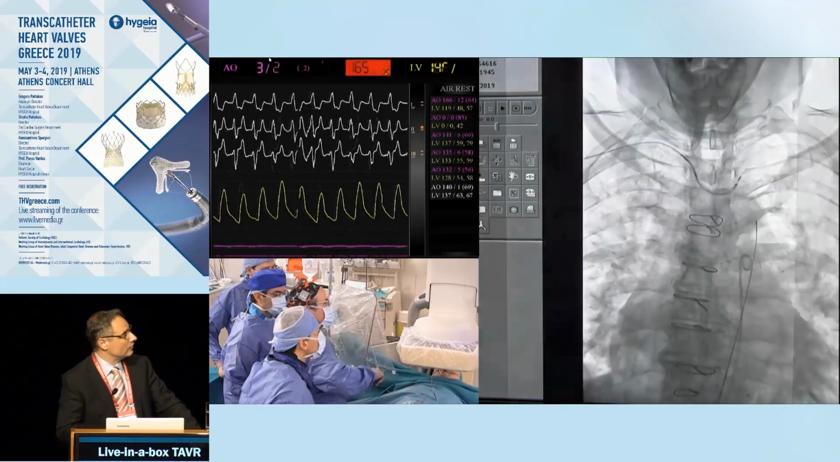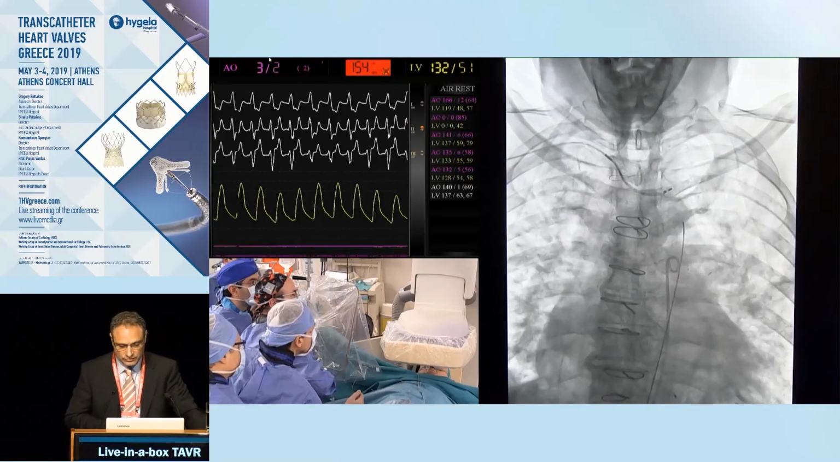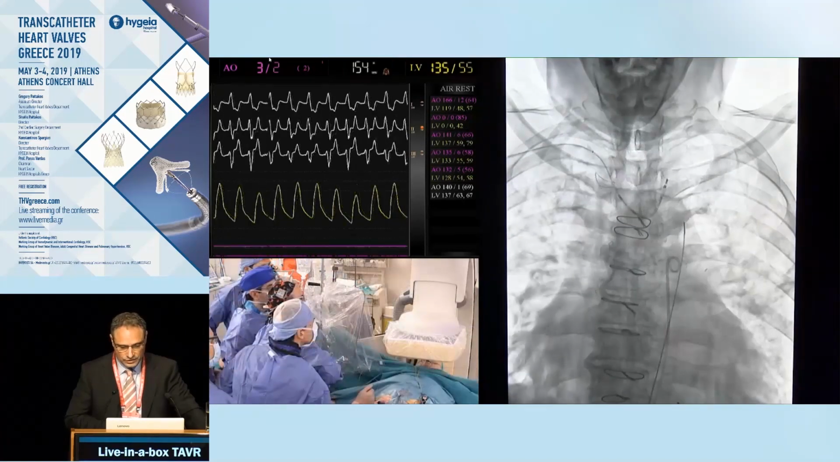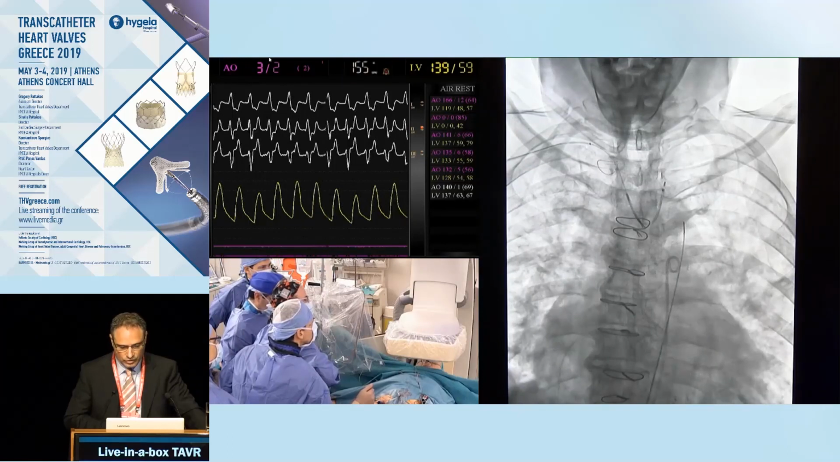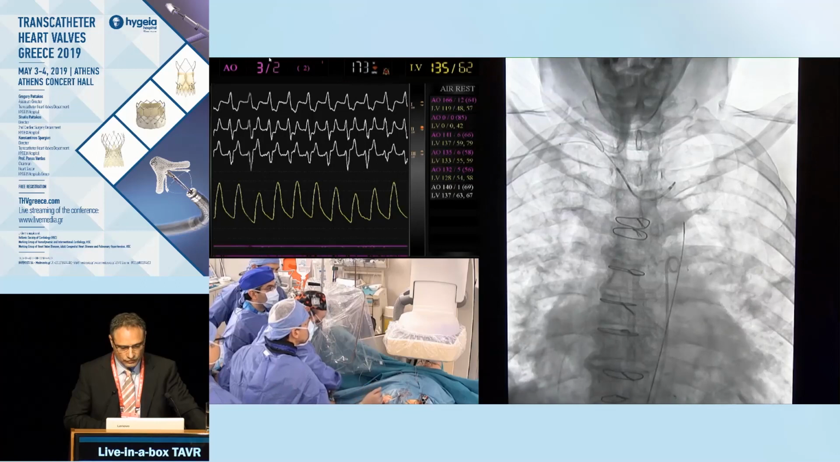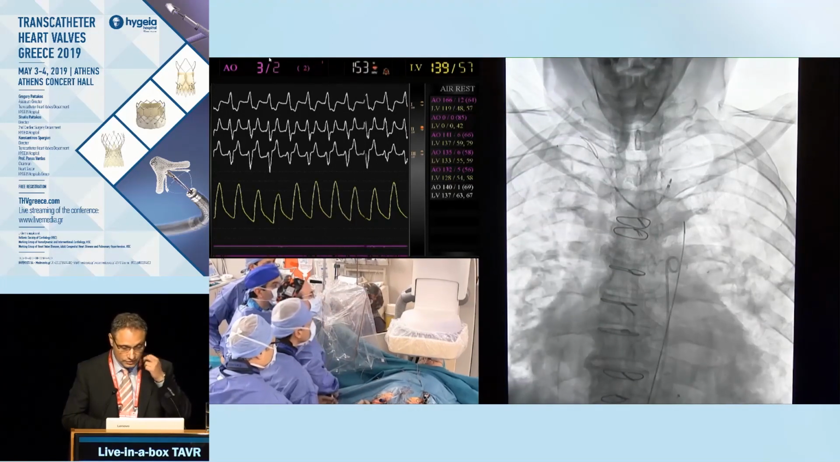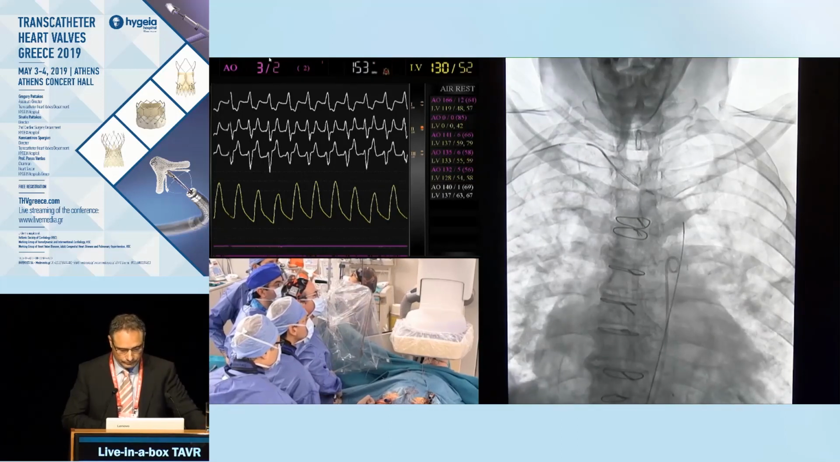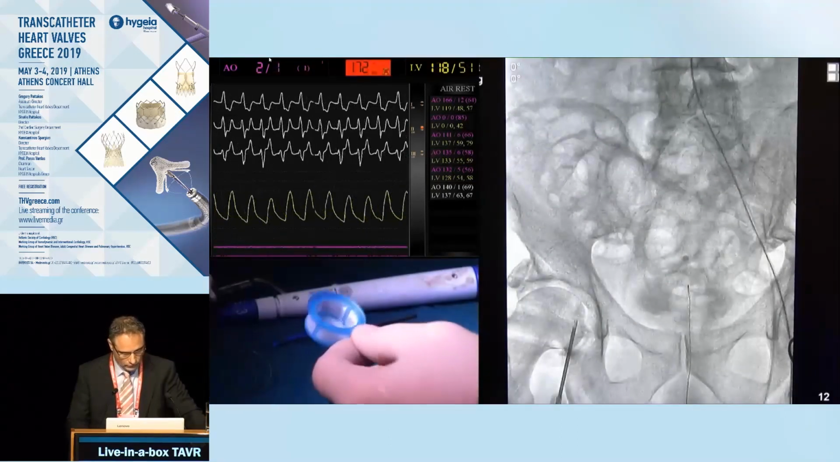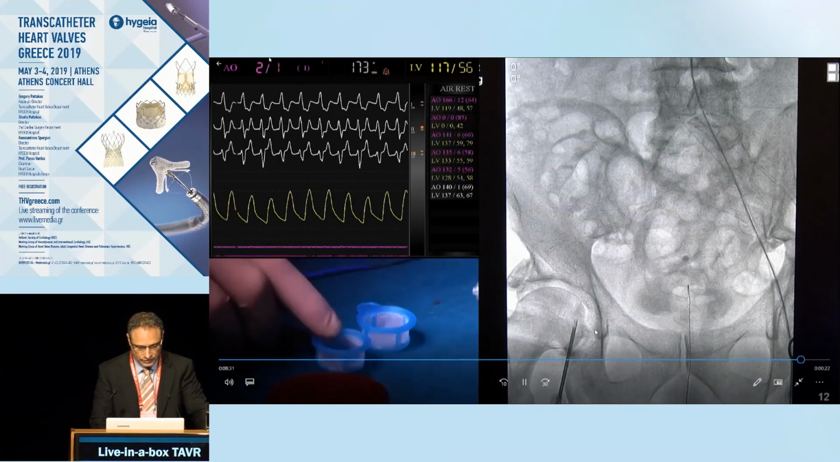And then after that, we start withdrawing the cerebral protection device, doing the opposite steps, trying to avoid any strong and forceful movements. We have to try to avoid resistance. And here is what we find, some embolic debris inside the filter.